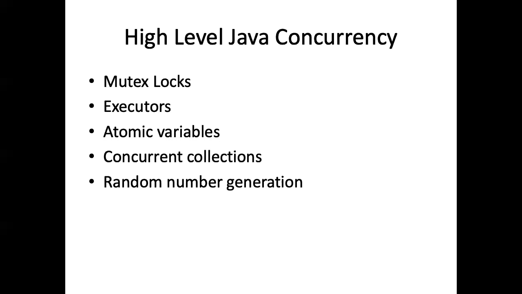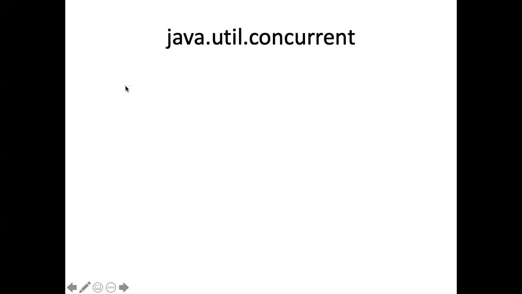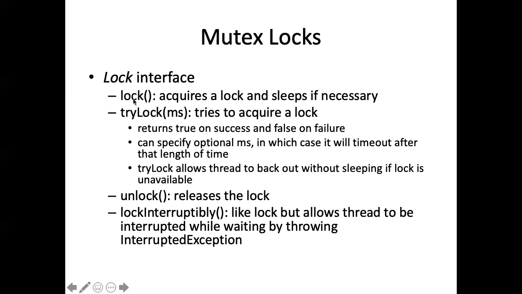Okay, so last time we went over mutex locks, and basically they are designed to look like the locks on objects, but with the ability to back out if you cannot acquire the lock or to wait a certain amount of time. So lock is like a normal synchronized method. It just tries to acquire the lock and will sleep as long as necessary to get it. So that's like your traditional synchronized method or synchronized statement.